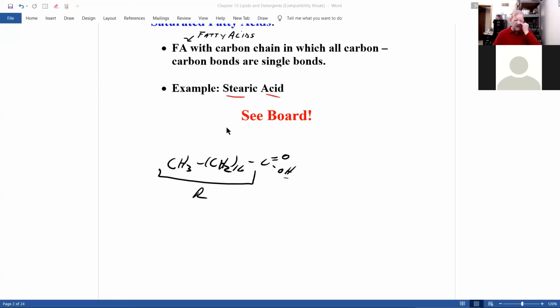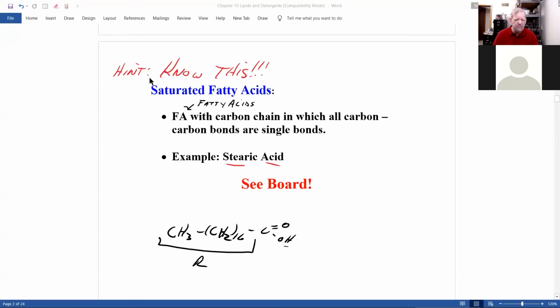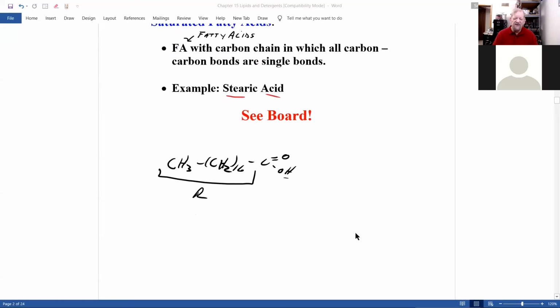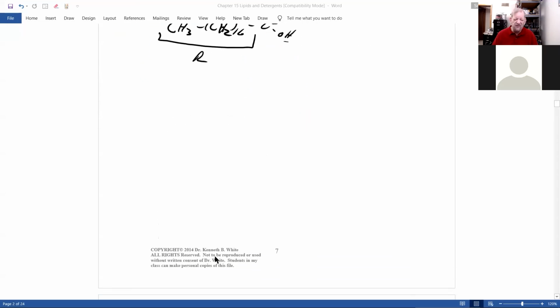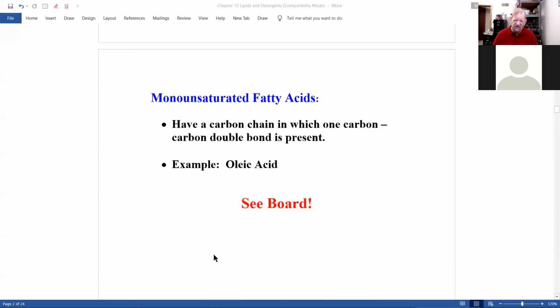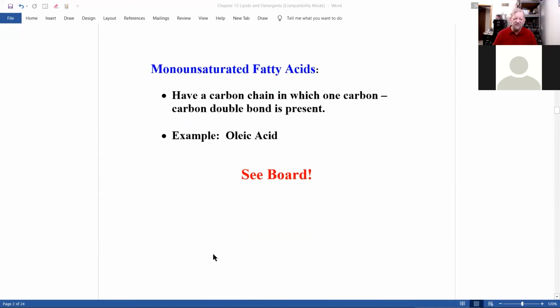All right, so stearic acid has this structure, and you should know it. If on a test I ask you to draw the structure of stearic acid, that's what you draw. Now, this is a saturated fatty acid, which means it has only carbon-carbon single bonds in the R group. Now, there's also a type of fatty acids called monounsaturated fatty acid.